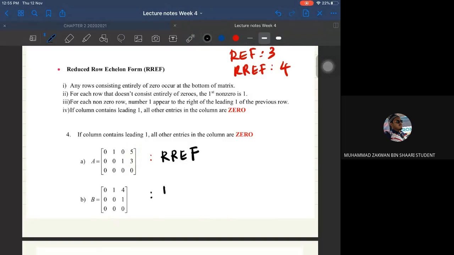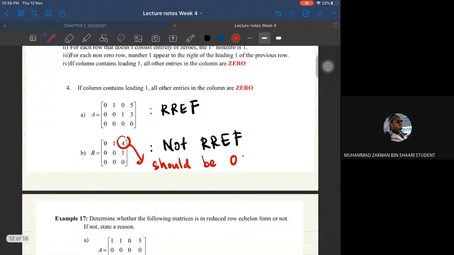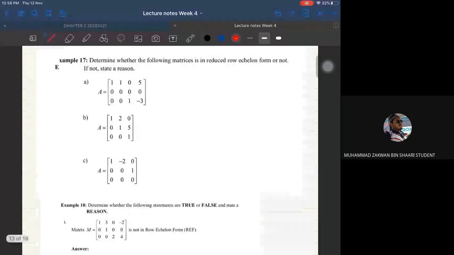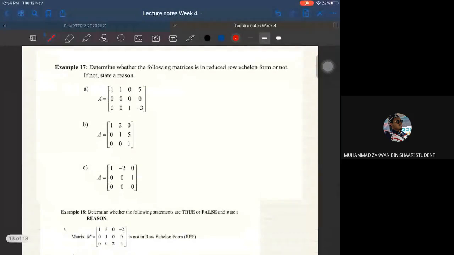No. Not RREF. Sebab apa? Sebab 4 ni. Kan? Yang ni should be 0. Okay. So 4 tu mesti jadi kosong. So please try to do example 17 and 18 sekejap.